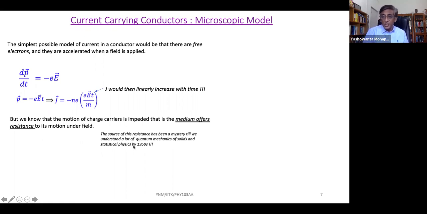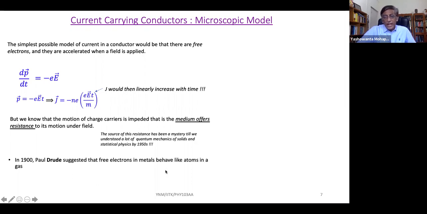been a mystery till we understood a lot of quantum mechanics of solids and statistical physics. By the 1950s, it was becoming clear what the source of this resistance is. But the simplest model came in 1900. He suggested that the free electrons in metals behave like atoms in a gas, which undergo collisions while moving through the solid. Now, what is the actual source and origin of that collision? That was not clear, but there must be some collision, otherwise the current should be increasing as a function of time.